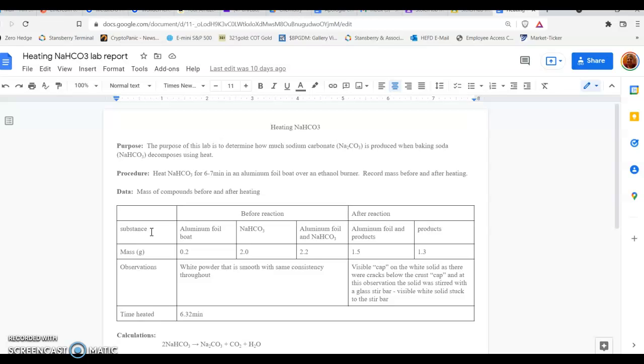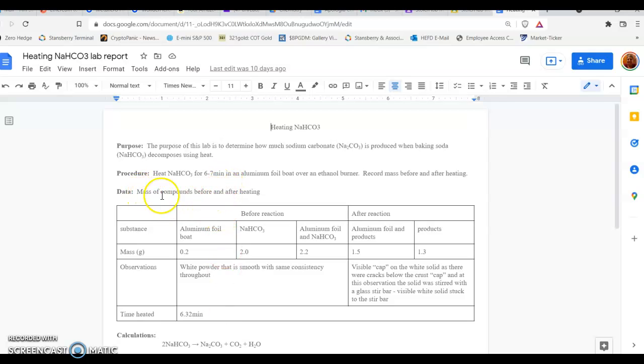So when you're making a data table, make sure to take one idea per box. So either you put in numbers or you put in words, but you can't put words and numbers in a box. Observation box is always a good idea. I put in the time heated. You wouldn't necessarily have to do that. We'll kind of talk about that as we get into the procedure kind of writing.